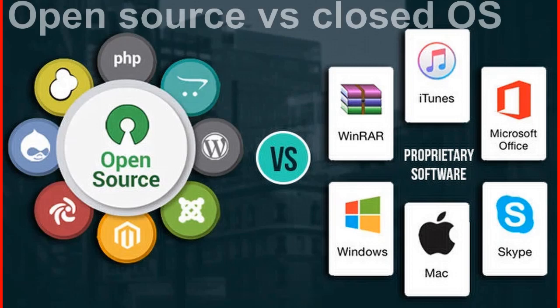Number 9. Open source versus closed operating system. In 2003, a company named Android Incorporated started developing an operating system for digital cameras. The company was subsequently bought by Google, and from then on, it made history. Android is based on Linux and thus is a fully open source operating system. iOS, on the other hand, is developed in-house by Apple and only has parts of the code that are open source.